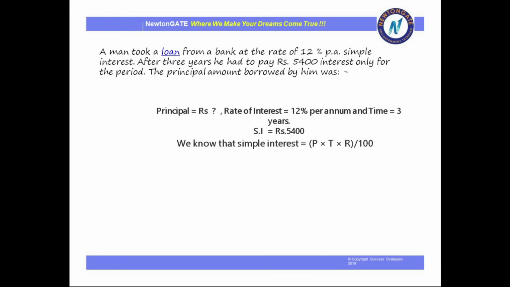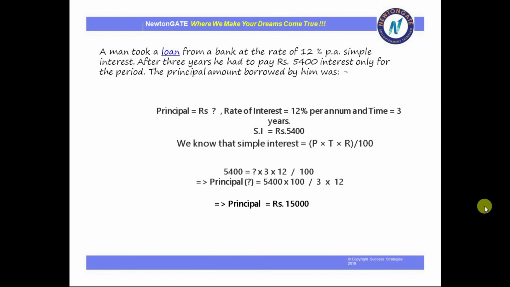Like here, once I have put all the values, 5400 is equal to 3 into 12 into P, which we do not know, divided by 100. So, I have put the principal on the left hand side and taken everything else to the right hand side. Now, as the changing goes on, there is a subsequent change in operations and finally we will come to 5400 into 100 divided by 3 into 12. On further calculations we get principal is equal to 15,000.